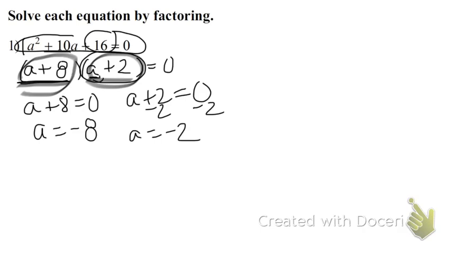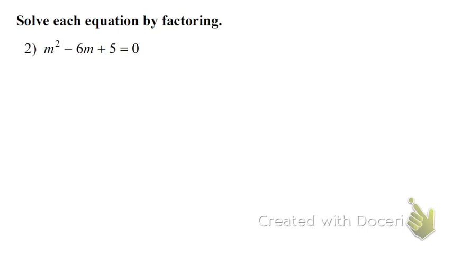Okay, we're going to do another one like that just in case you've forgotten, because you probably need some warm-up on that. Okay, so here's another one that we can solve by factoring. It's a quadratic equation, set equal to 0 already. So to get the m squared, I need an m times an m. Okay, and now I'm looking to find two numbers that multiply to a positive 5 and add to a negative 6.